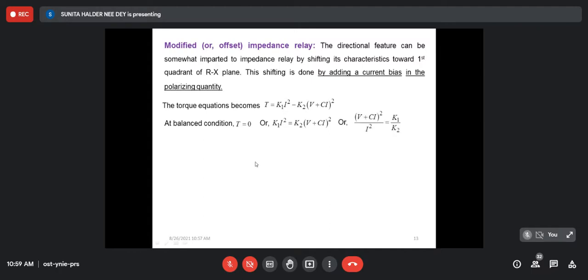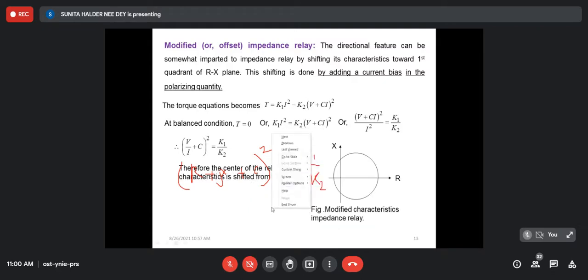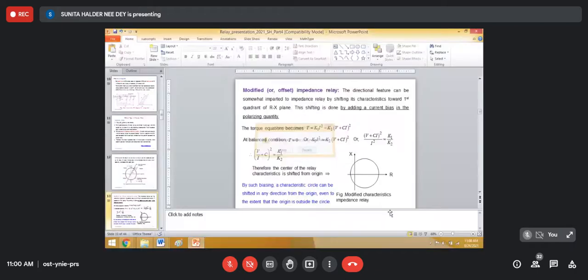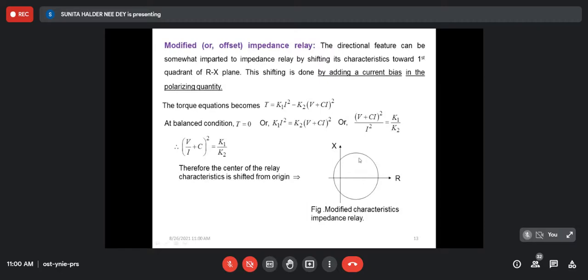So from there, if we derive the same condition, this is V by I plus C equal to K1 by K2. So actually it is R plus jX plus C, whole square, equal to K1 by K2. Separating the real and imaginary parts, we can derive the equation of a circle. So in that case it will be a circle.